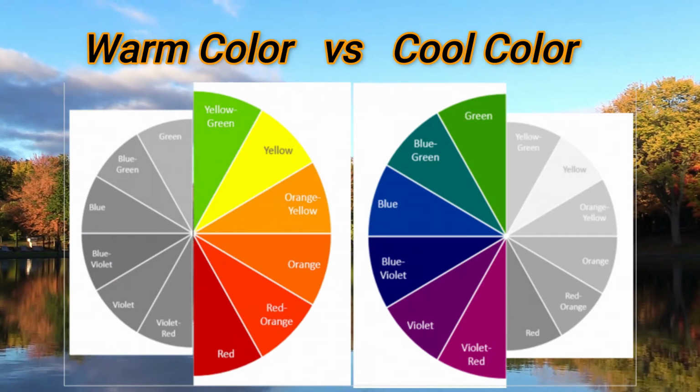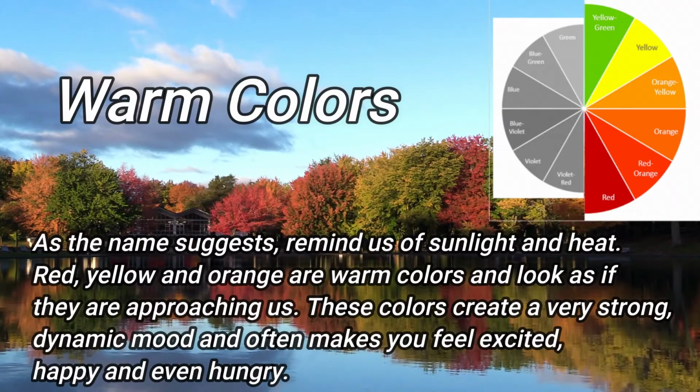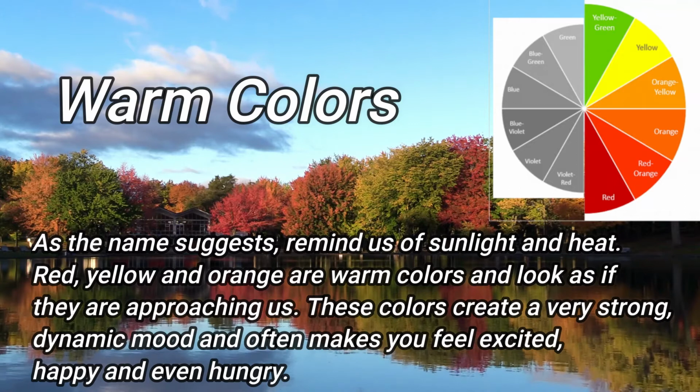Warm colors versus cool colors. As the name suggests, they remind us of sunlight and heat. Red, yellow, and orange are warm colors and look as if they are approaching us. These colors create a very strong, dynamic mood and often make you feel excited, happy, and even angry.